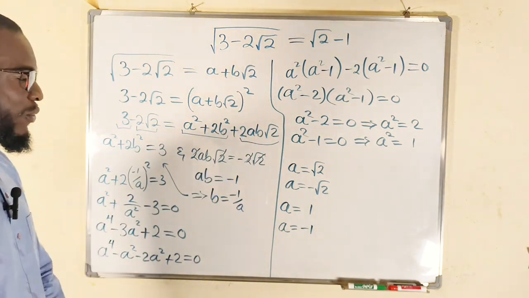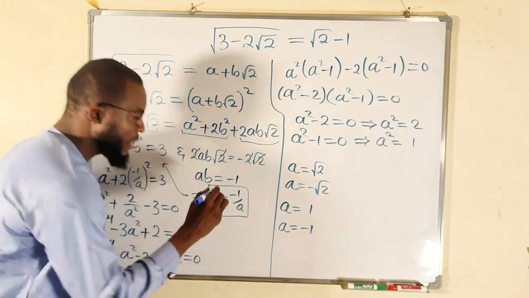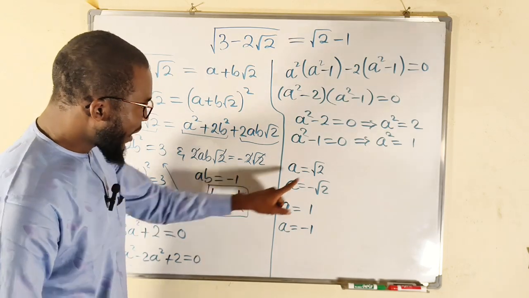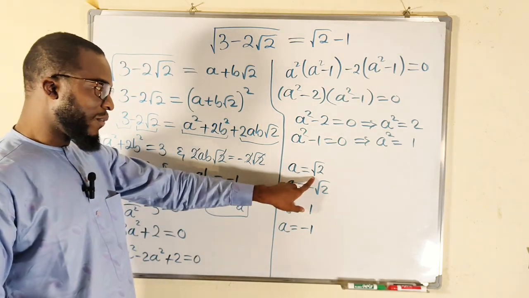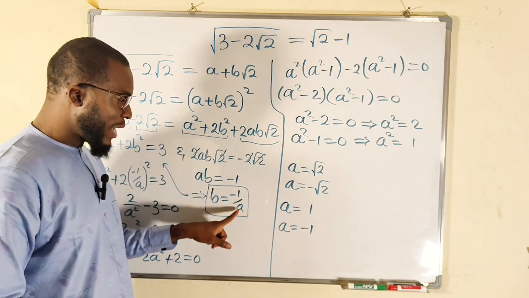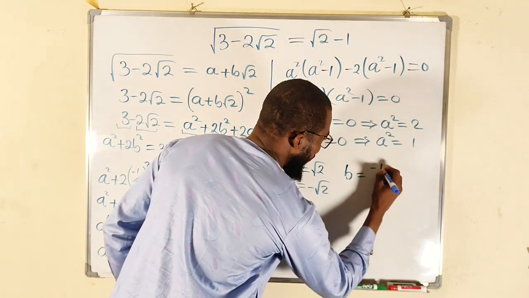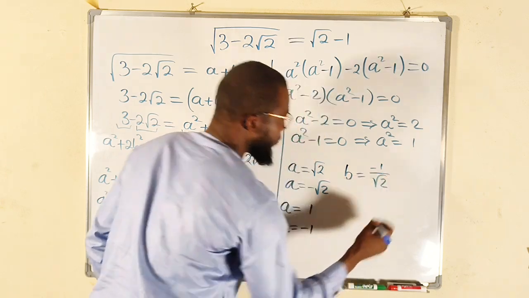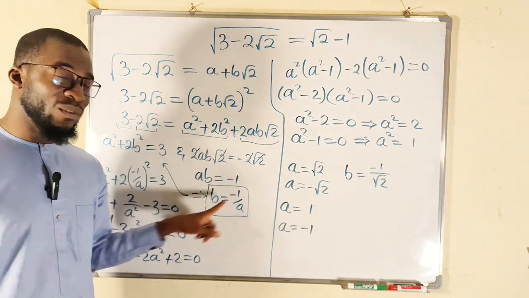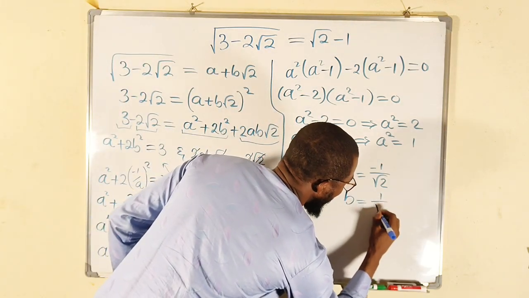But what is going to be the value of b? We're going to take it from here. Remember, b is equal to negative 1 over a. So if I should plug this one, let me start with this one. If I should plug it here, it is going to be negative 1 divided by root 2. So b here will be negative 1 divided by root 2. What about if I should take this one? Because of the negative, it will be positive. So b will be 1 divided by root 2.